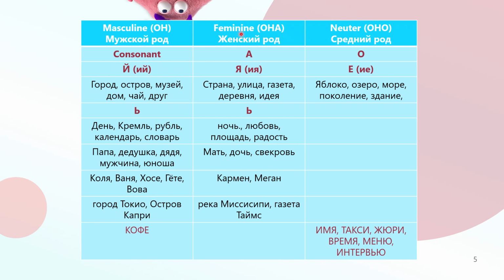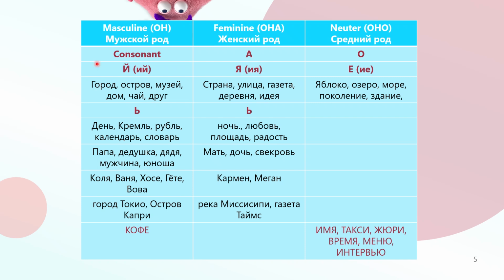So the names of rivers and the names of newspapers are in feminine gender because river translates as река, which ends with а in feminine gender, and газета, which is newspaper, also ends with а and it is also in feminine gender. That's why река Mississippi is a feminine noun.